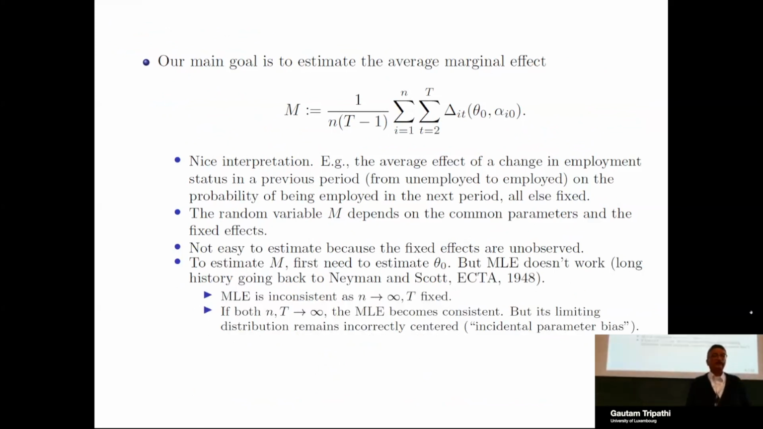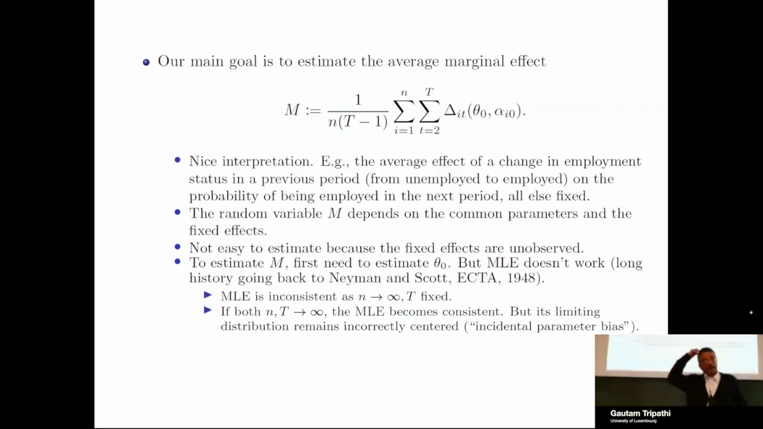The marginal effect that we will be interested in estimating is the so-called average marginal effect. You take this marginal effect and average across all the individuals and across all the time. This has a very nice interpretation. Notice that this is a random variable that we want to estimate or predict. This is not an easy object to estimate because it depends upon these unobserved random variables, and we are not making any assumption about these random variables, these fixed effects.